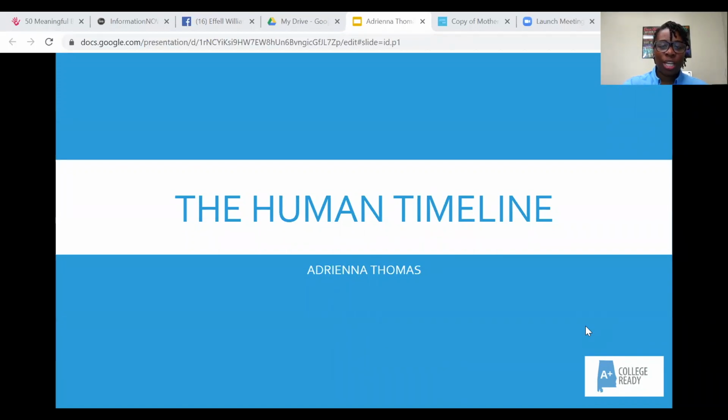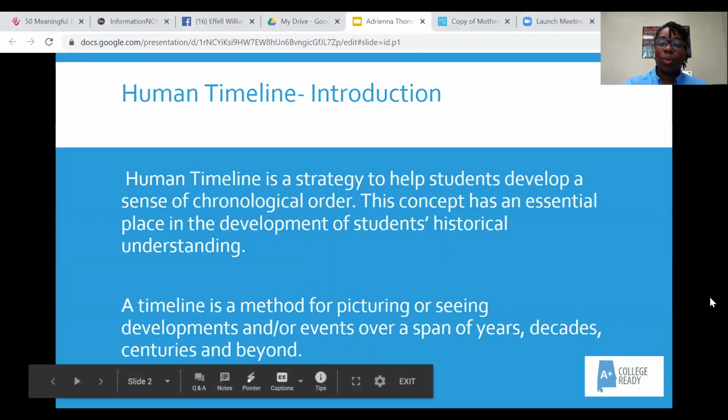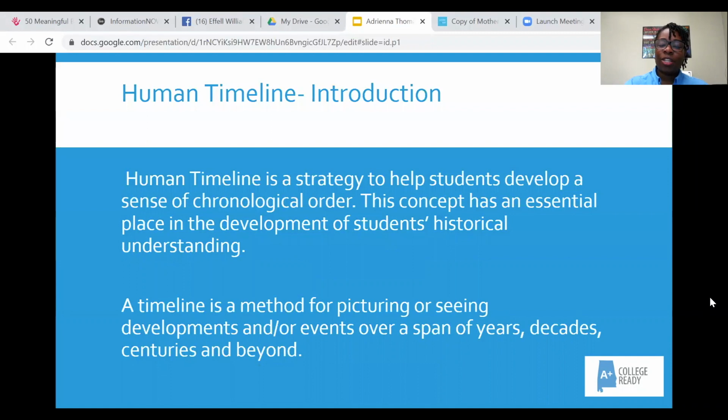Today I will be training you on a strategy called the human timeline. What is the human timeline? The human timeline is a strategy to help our students learn how to place things in chronological order. It's essential in the development of students' historical understanding. A timeline is a method to help students with picturing or seeing history over a period of time, or decades or centuries.